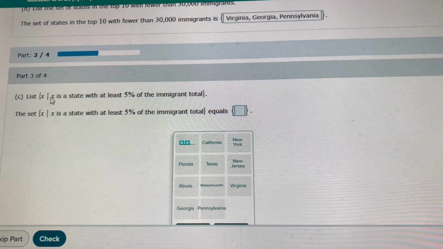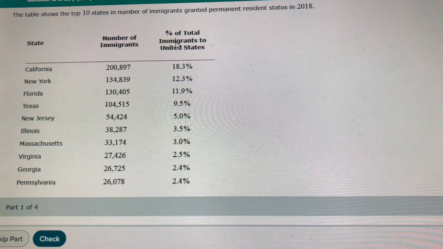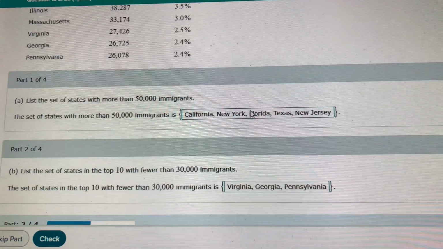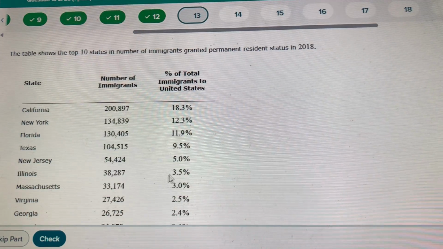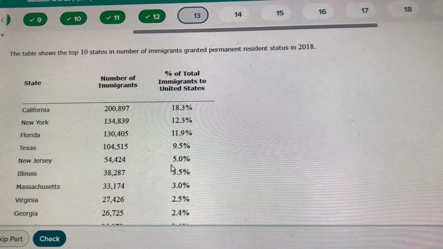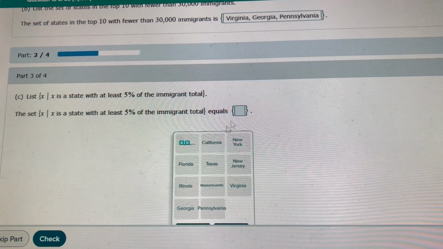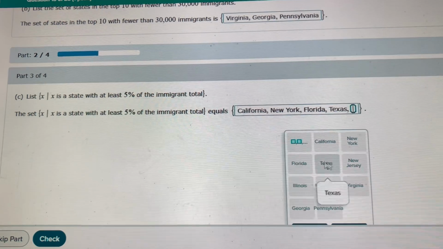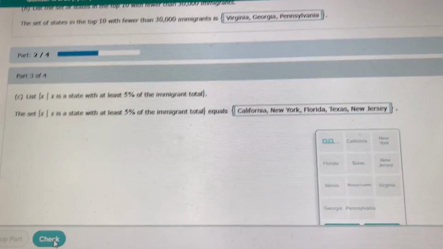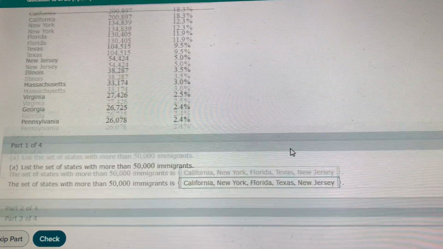List all X such that X is a state with at least 5% of the immigrant total. So that's just using this other column, the percentages. And at least 5% means 5% or higher. And there is one exactly 5, and that's included. So it's the top 5 again. New Jersey and up are all at least 5%. So California, New York, Florida, Texas, and New Jersey again. At least means greater than or equal to.